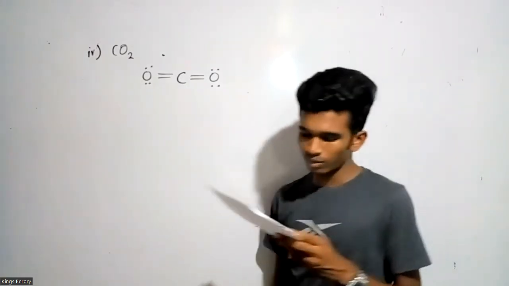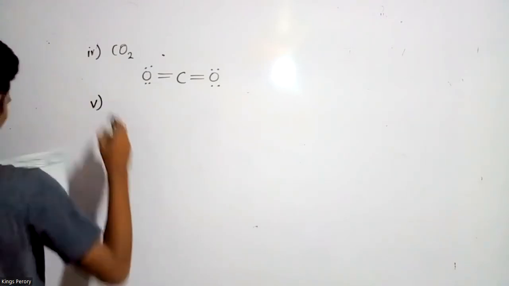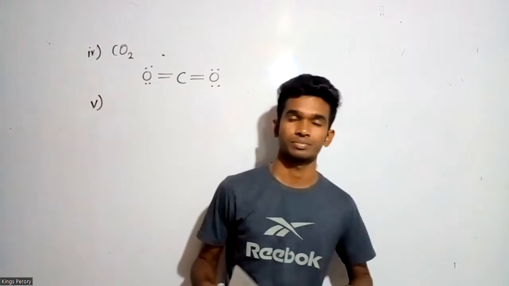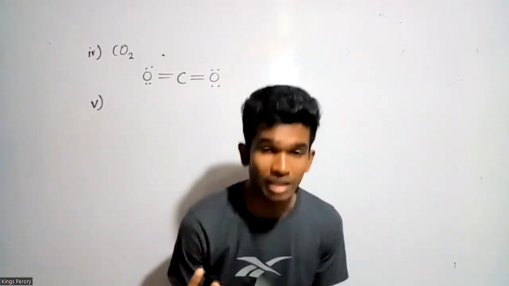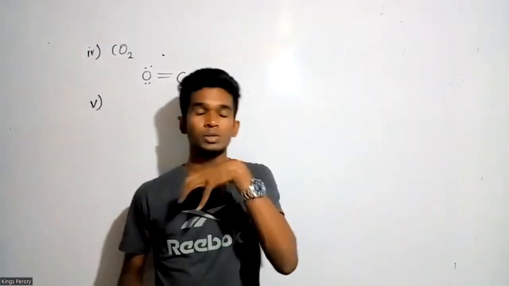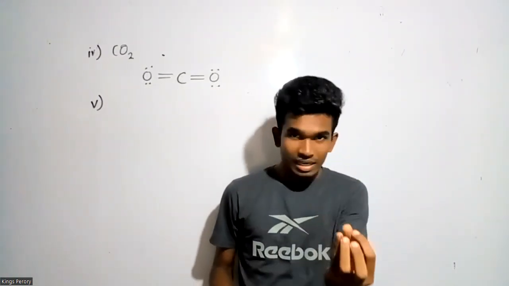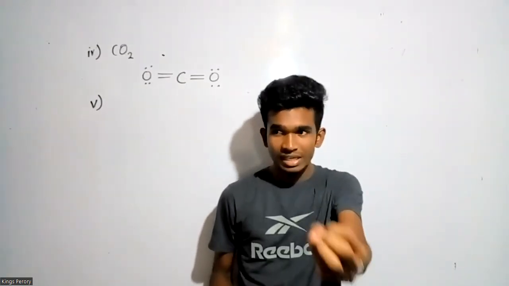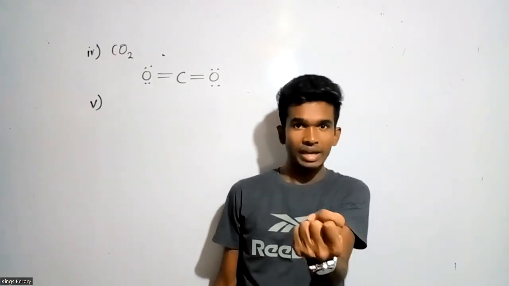Roman number 5. Diamond and graphite are main allotropic forms of carbon. First of all, what does allotropes mean? Remember, allotropes means a certain element that exists in different forms.